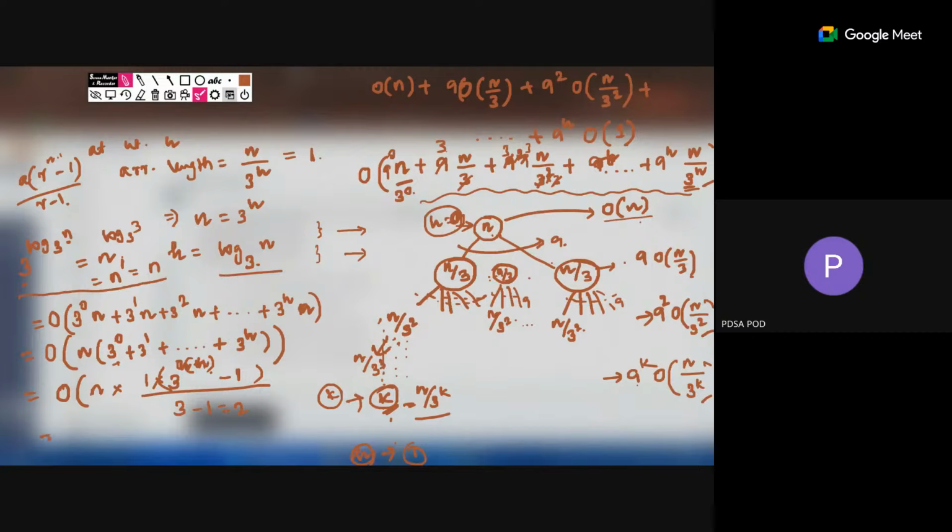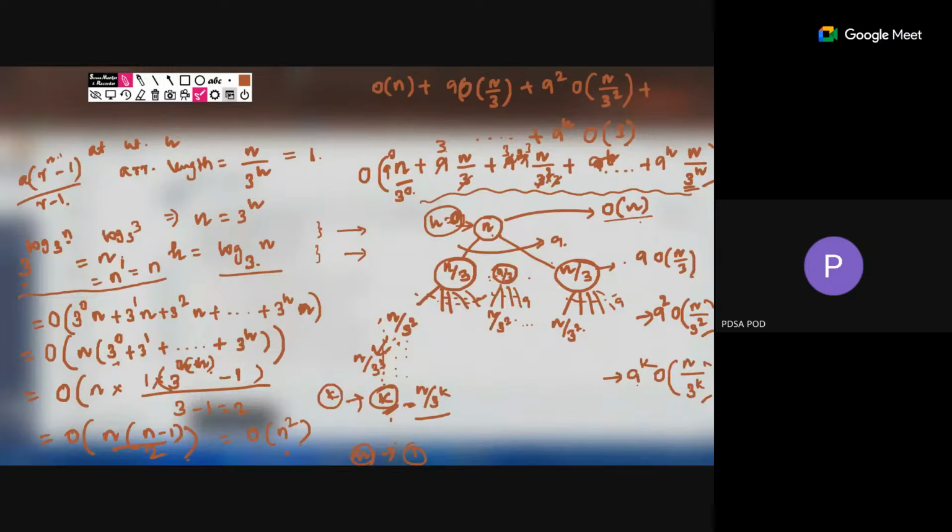So you will get order of n times n minus 1 by 2. This is equal to order of n square. That is your answer, right?